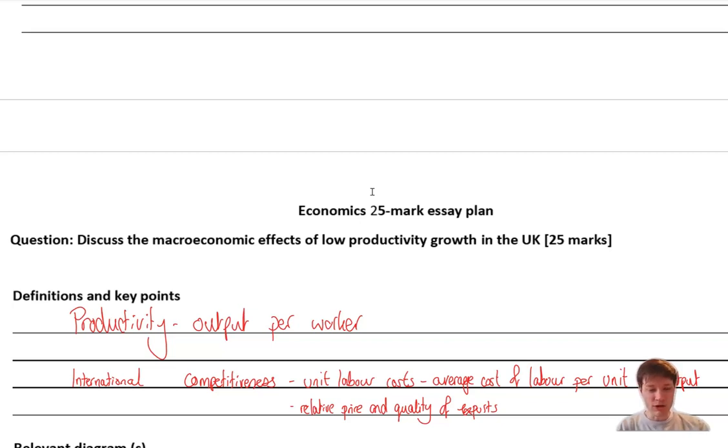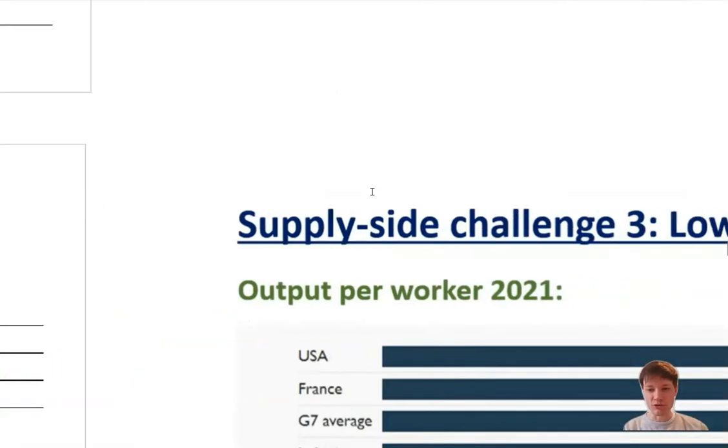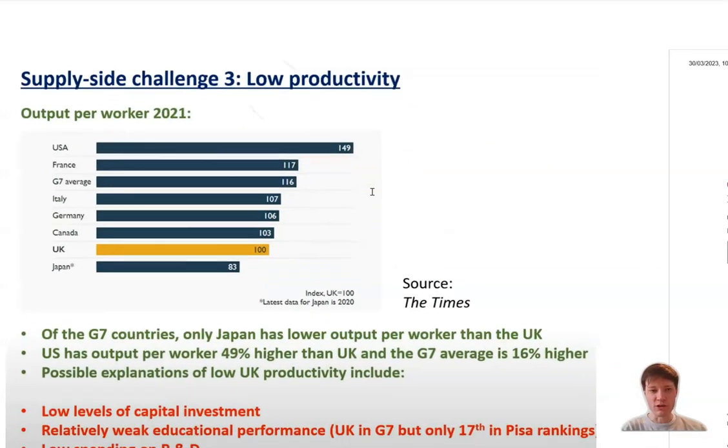Now, this question could come up as a reference to international competitiveness. It could come up in a supply side policy question. It could come up with reference to comparative advantage and trade, all sorts of areas where the real life data that we're going to talk about today would be really useful. So to start off, I'm going to show you what that real life data is.